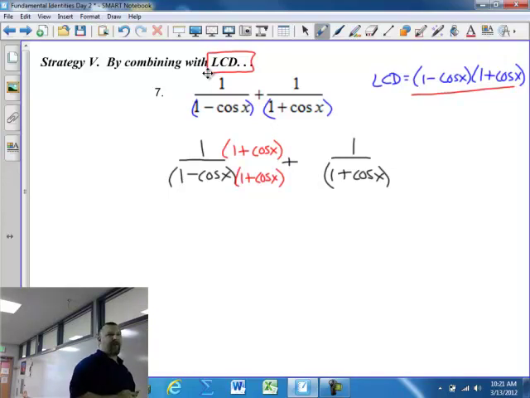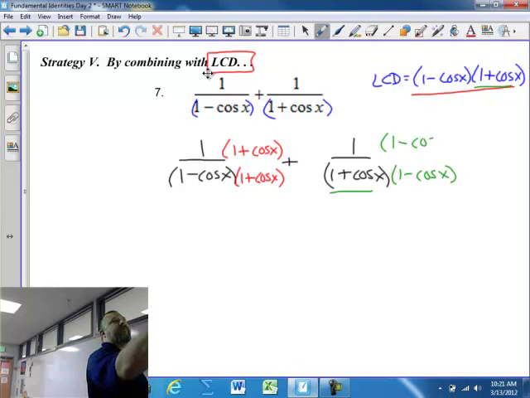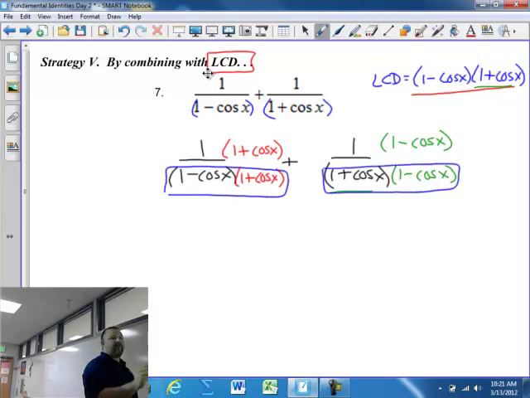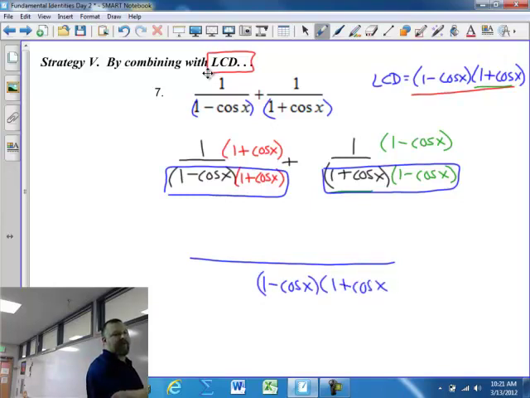We're going to do the same thing over here, except this one had a 1 plus cosine of x in it, so we need a 1 minus cosine of x on the bottom and on the top. We're making sure that each fraction has all the pieces of the least common denominator. So here's my least common denominator. I have the same one in both fractions, so I can write this as one fraction with 1 minus cosine of x times 1 plus cosine of x on the bottom. Now all I have to do is take care of the numerators.